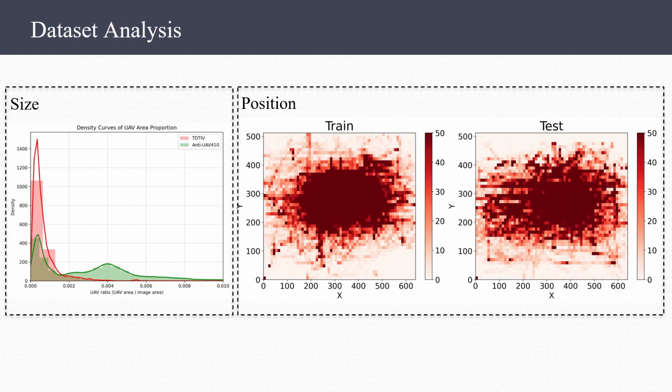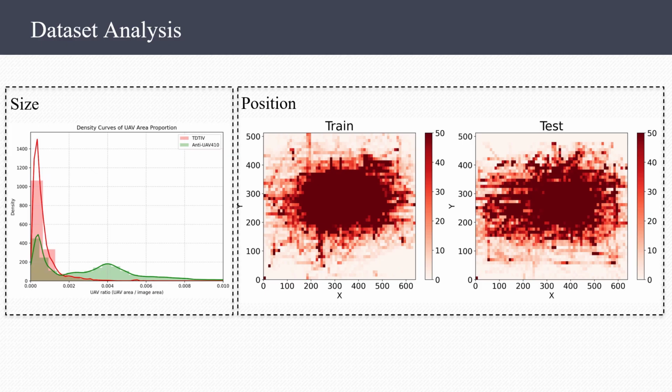To intuitively compare the size distribution characteristics of the TDTIV dataset with those of public datasets, we conducted an analysis using probability density histograms and kernel density estimation curves. In these plots, the horizontal axis represents the ratio of the target bounding box area to the image area, and the vertical axis represents the probability density. The TDTIV dataset, shown by the red curve, exhibits a lower peak ratio, indicating that the UAV targets are smaller in size and more concentrated in distribution.